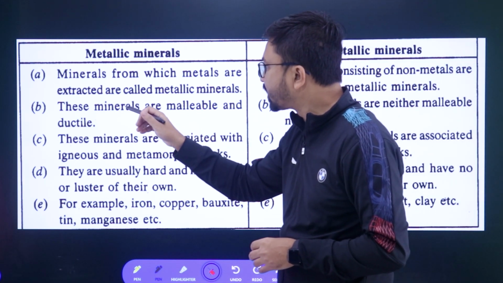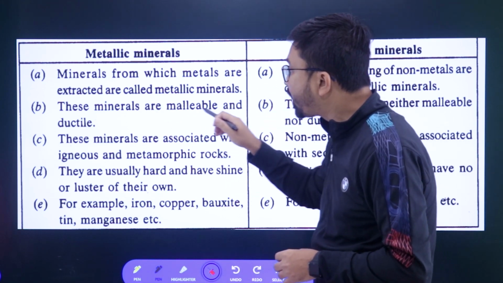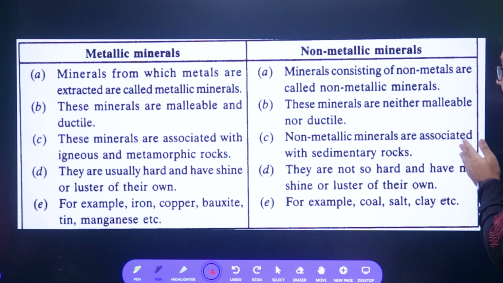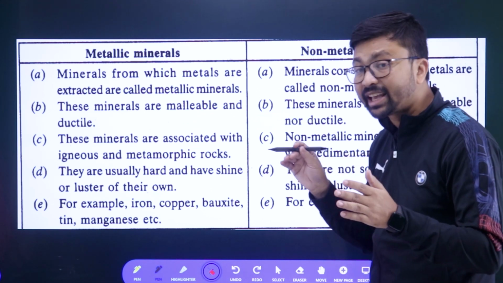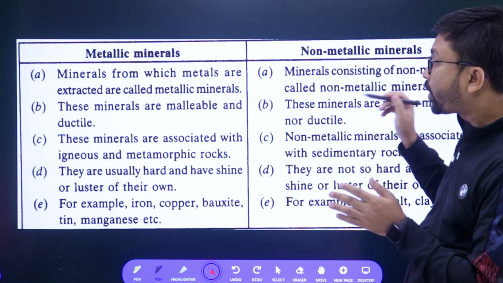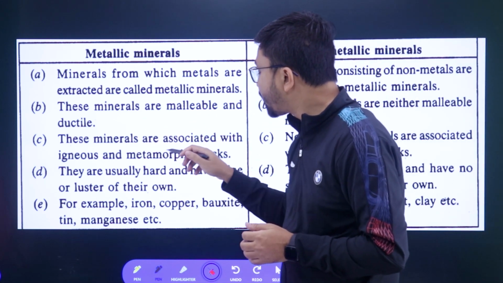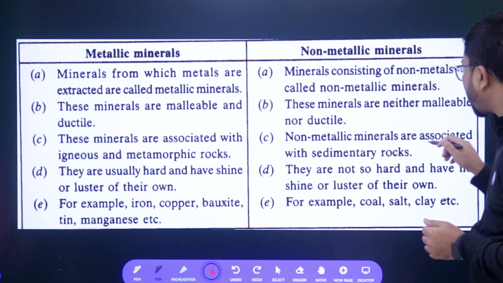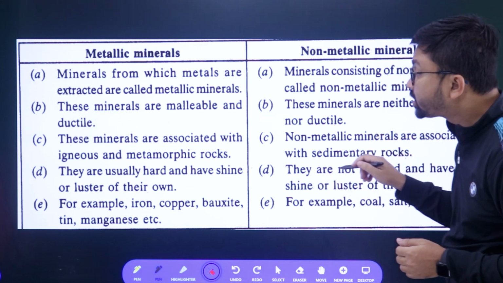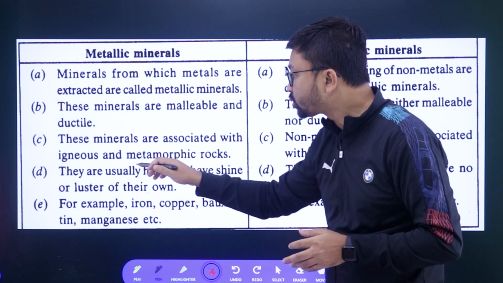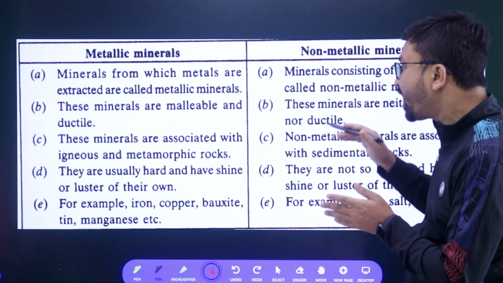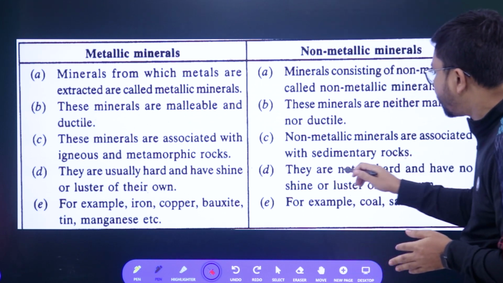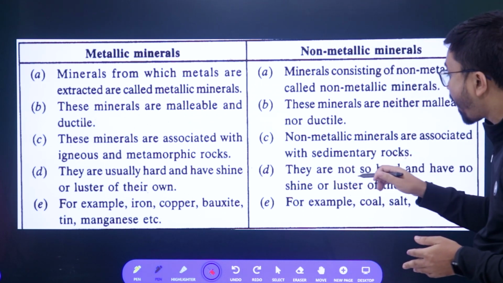Examples we have already discussed. These minerals are malleable and ductile. Next, the non-metallic: these minerals are neither malleable nor ductile. As I said, that's why they cannot give strength, right? Next, these minerals are associated with igneous or metamorphic rocks, and these are associated with sedimentary rocks. These are very important points. Next, metallic minerals are usually hard and have shine and luster of their own. On the other hand, non-metallic minerals are not hard and have no shine or luster.